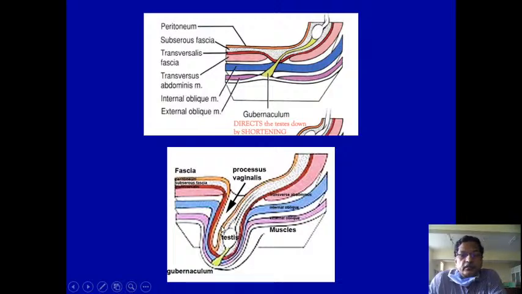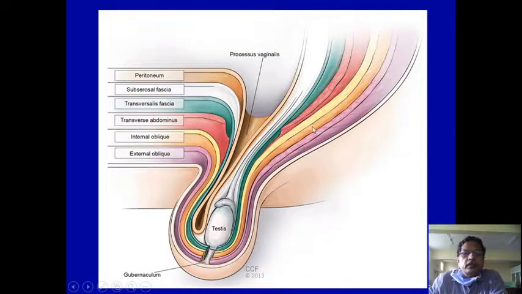Except for that, the remaining processus vaginalis completely obliterates. And as I was telling you, there are components of abdominal wall muscle which become layered to the scrotum because of this process. We'll see it a little more clearly. See, it's a better illustration. So this is the processus vaginalis I'm telling you.